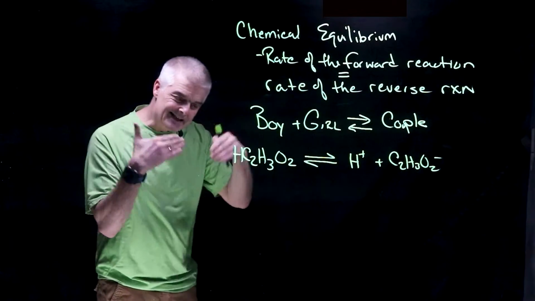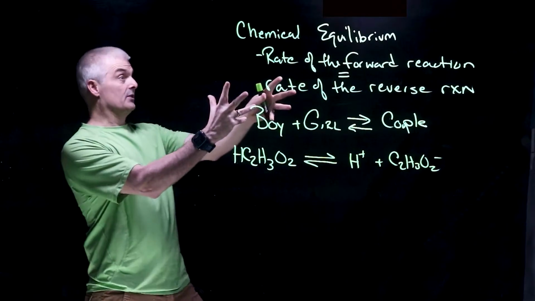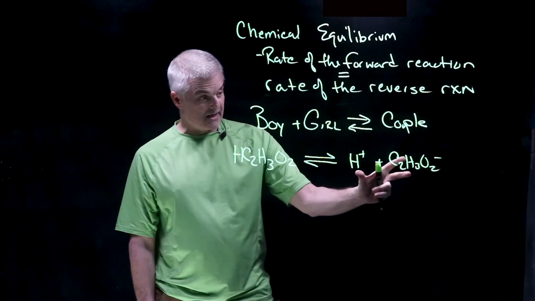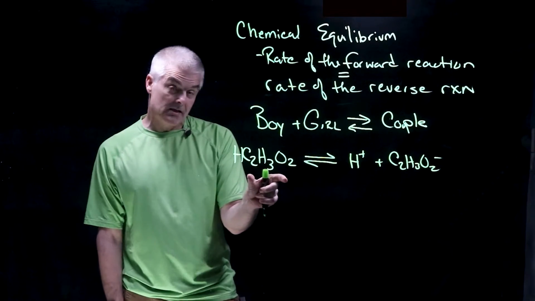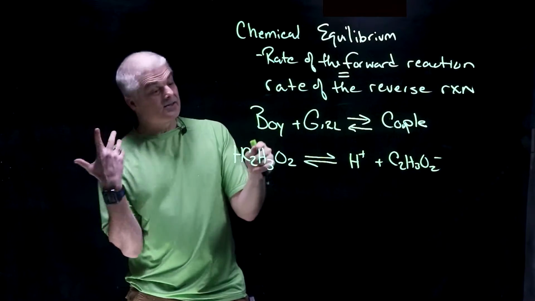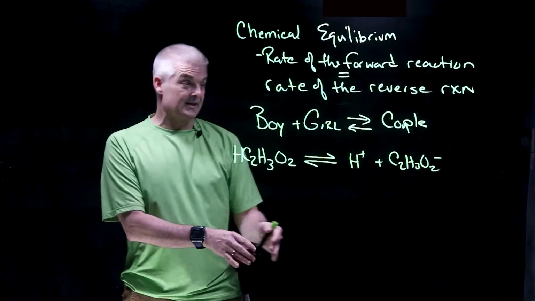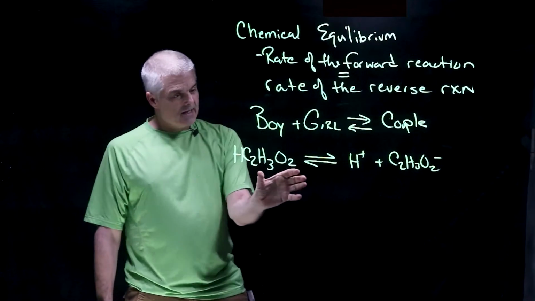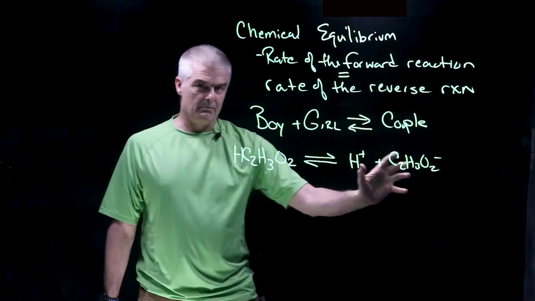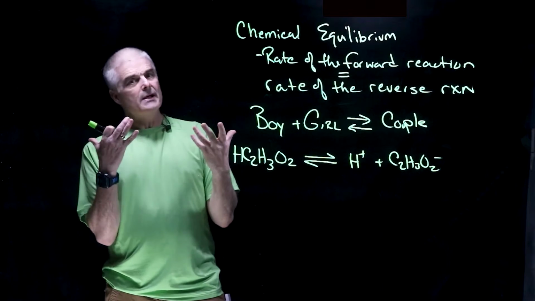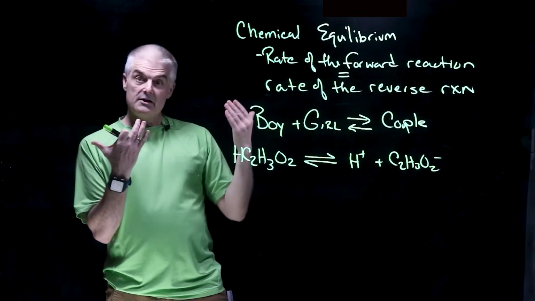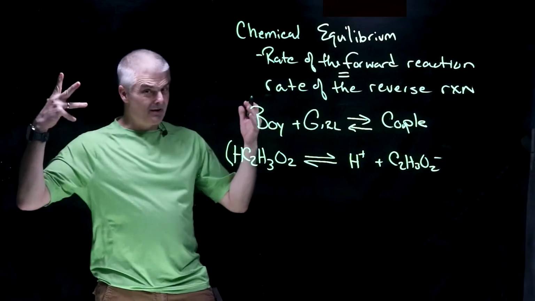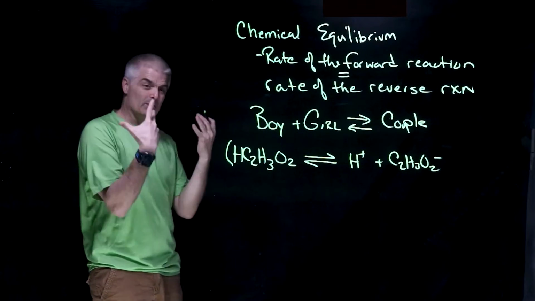But if you were to dive deep into the bucket of vinegar, what you'd find is that some hydrogens and acetates are getting together to make acetic acid, and some acetic acids are breaking apart into hydrogens and acetate. It's kind of like this reaction up here, I guess flipped. Same idea, they're going back and forth and back and forth. So many reactions are reversible. Now, this is a weak acid reversible reaction, but there are many other types of reversible reactions.